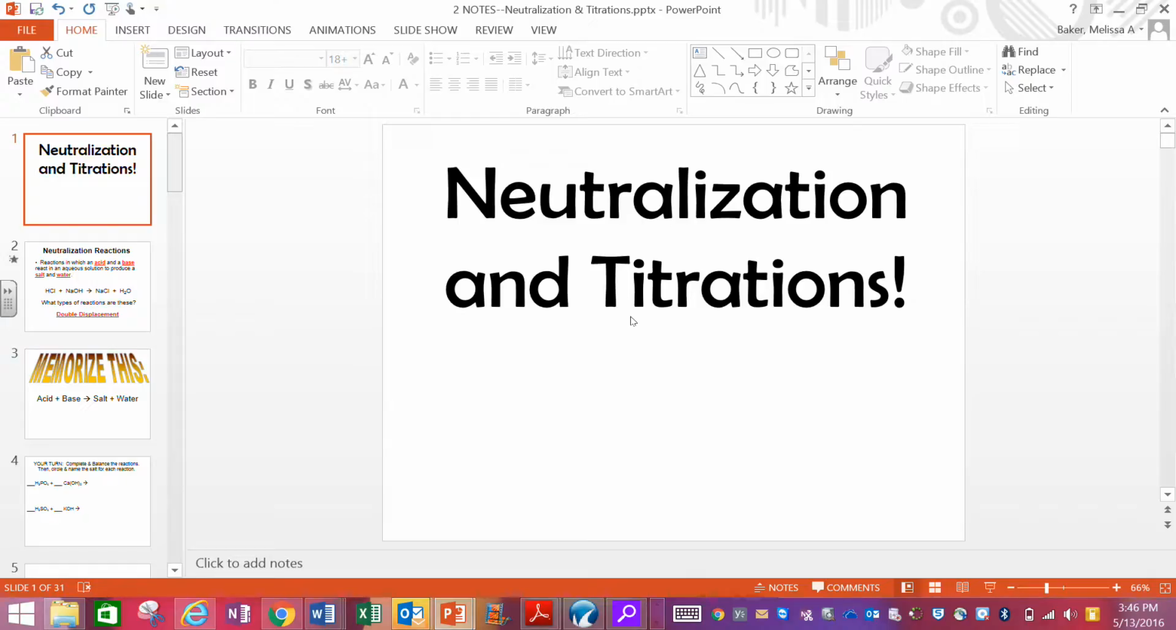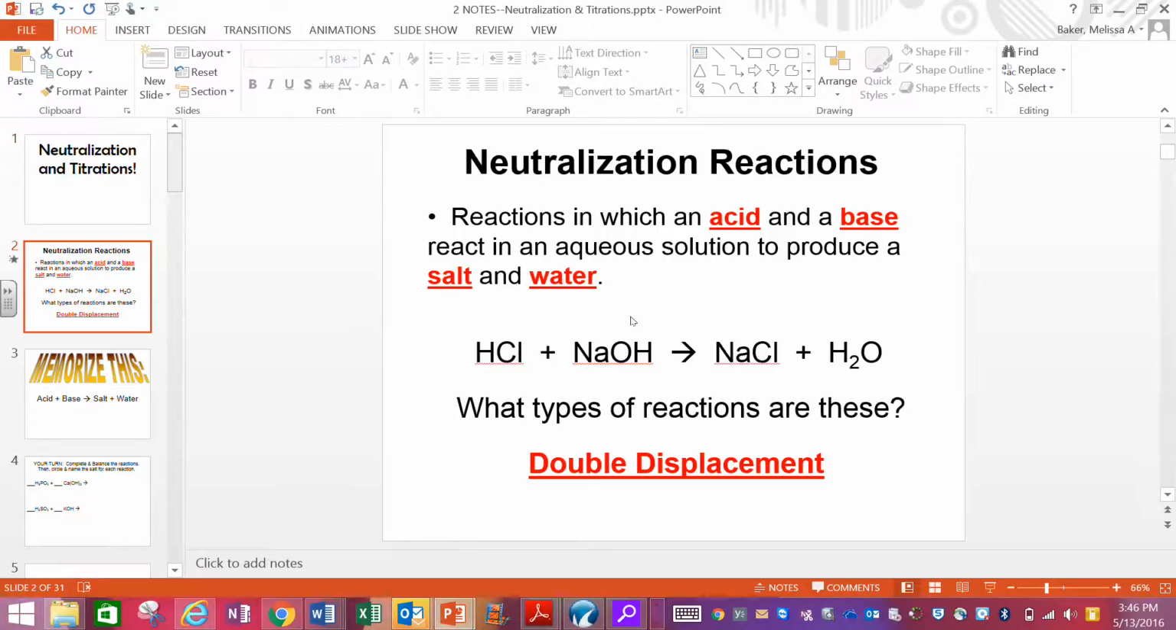All right, let's tackle neutralization reactions and titrations. So, first, a neutralization reaction, think about the word neutral. It just means when you add an acid and a base together, you're going to get something neutral. Because when you add an acid to a base, you make water and salt.